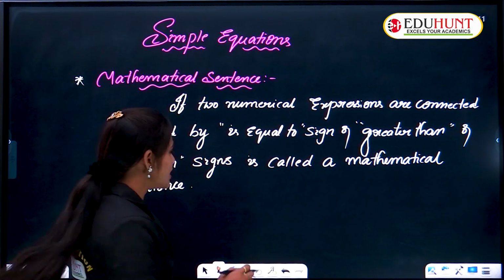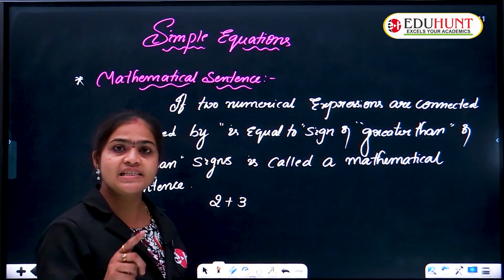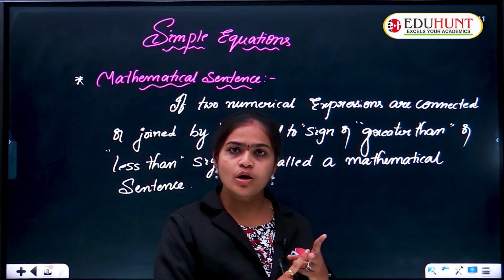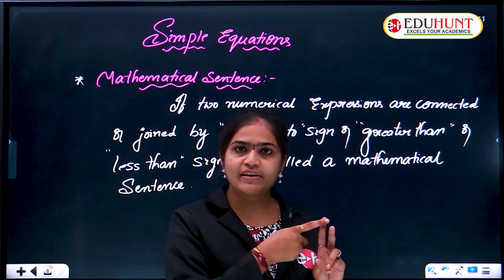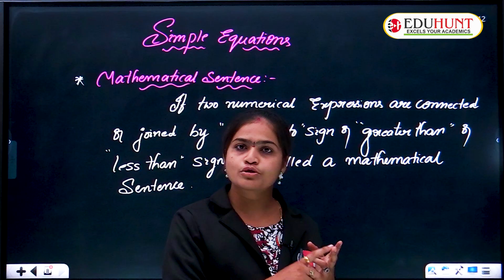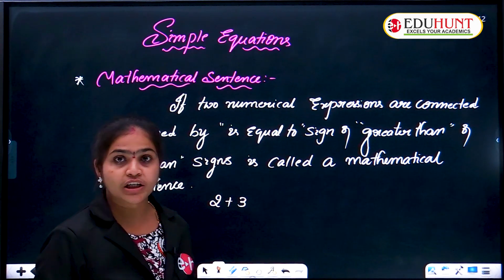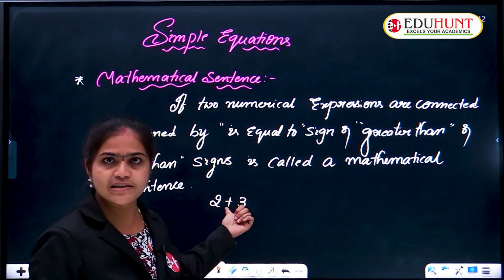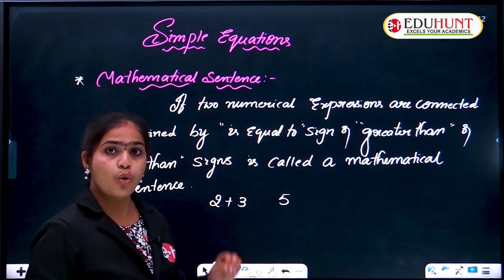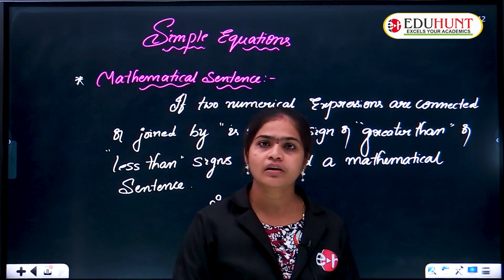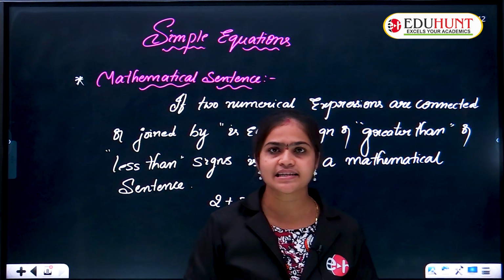See here, for example 2 plus 3 is a numerical expression, we know that. What I told you is that a single variable is an expression, a single constant is also an expression, and by combining a variable and a constant we can also say those are expressions. Now 2 plus 3 contains constants only, that's why we call it a numerical expression. In the same way, 5 is also an expression. Why? Because 5 is a term, so a single term is also considered an expression, right?